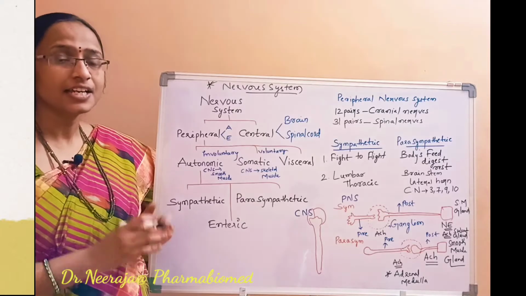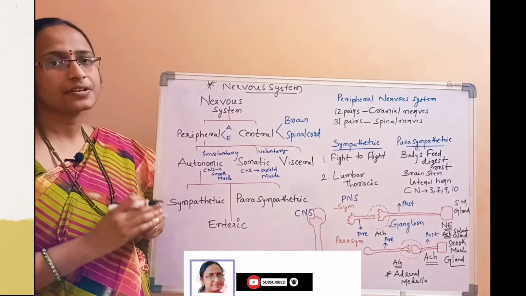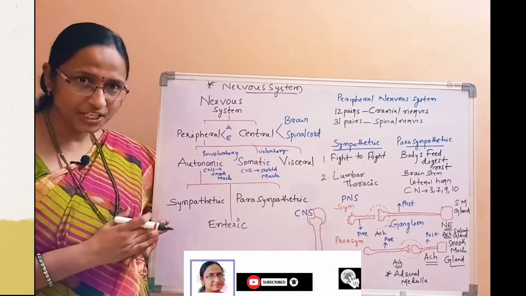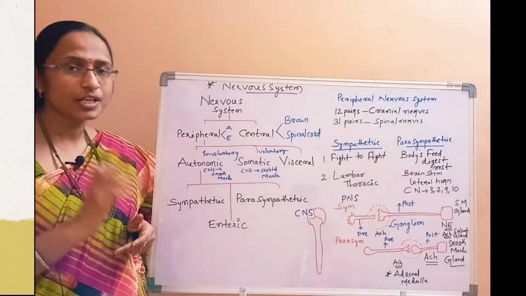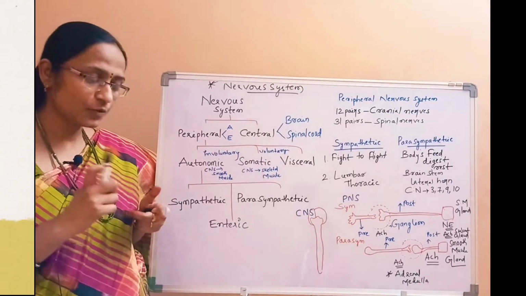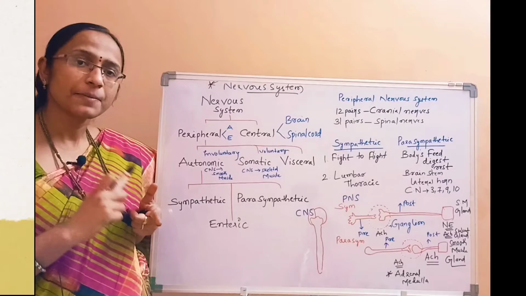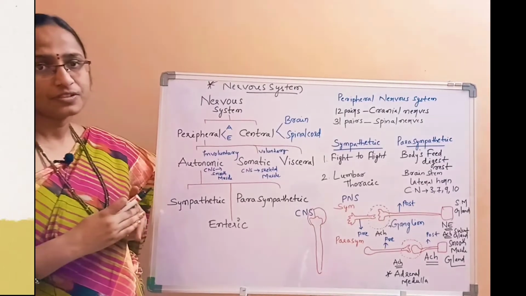This is Dr. Neeraja. In this tutorial, we discuss the nervous system, the classification of the nervous system, and the two important components of the nervous system: one is sympathetic and the other is parasympathetic. Let's move on to our video.